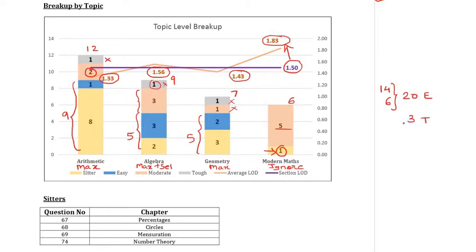While the number of moderate questions actually, so I think I seem to have made a calculation error somewhere. 20 and 3 and 11. So something seems to have gone wrong. Just give me a minute. But there were, I think, yeah, there were 11 moderate questions. Sorry, this is 23. So 11. So this number dropped a bit.